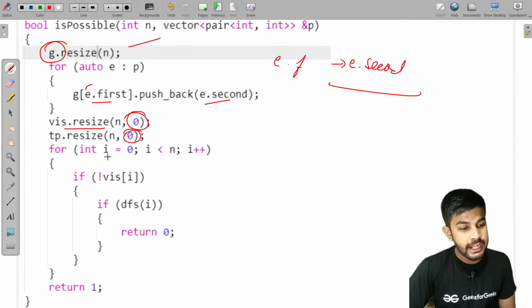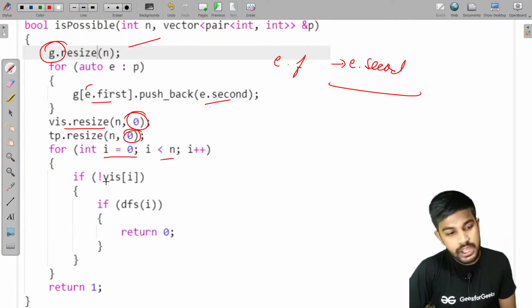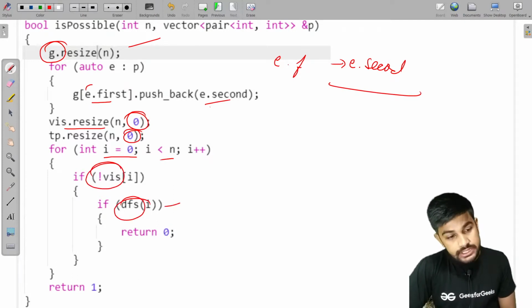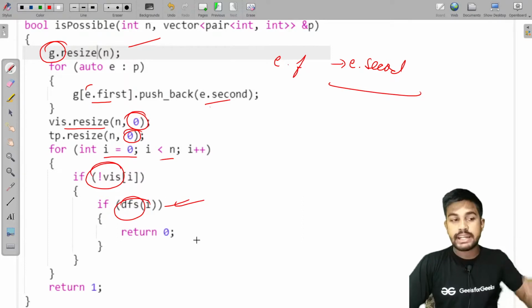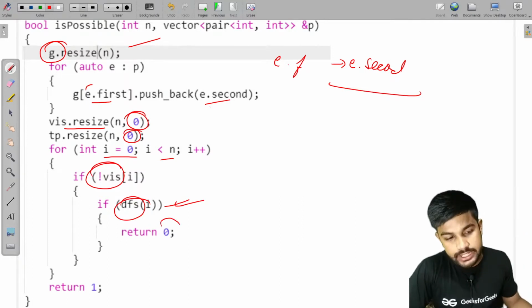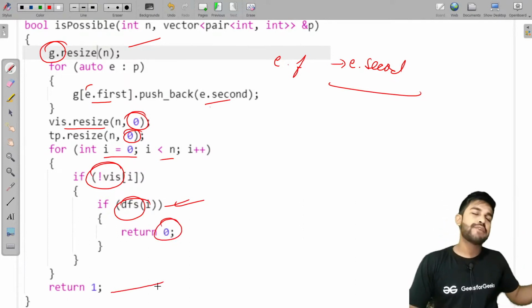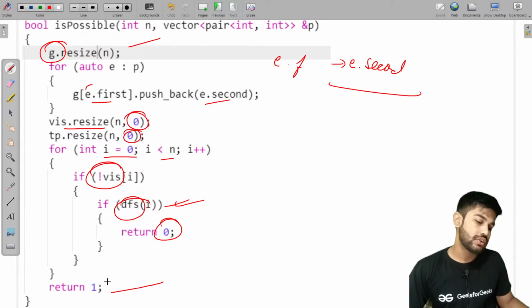And then we are iterating from 0 to n minus 1. If it is not visited, we would just visit. Okay. And if this returns true, that means that it is not possible, so we are returning false. At the end, if you have not come across this solution, then it is true itself.